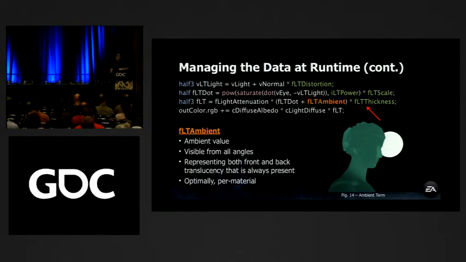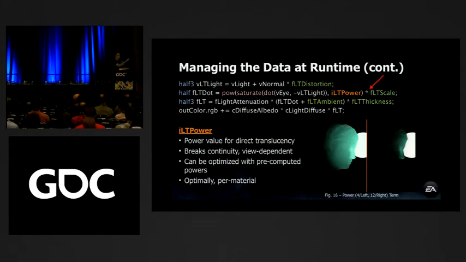which basically describes translucency visible from all angles at all times. So this term basically represents a minimum value of how much translucent surfaces let light go through. Both visible if the light is in front of the surface or in the back.